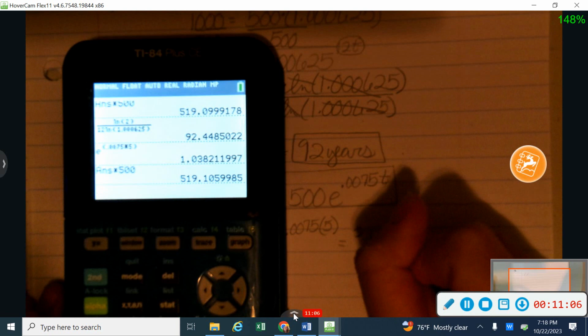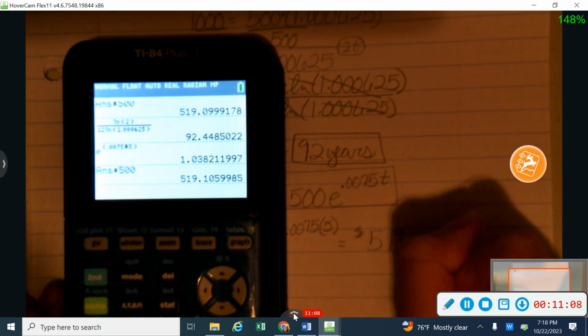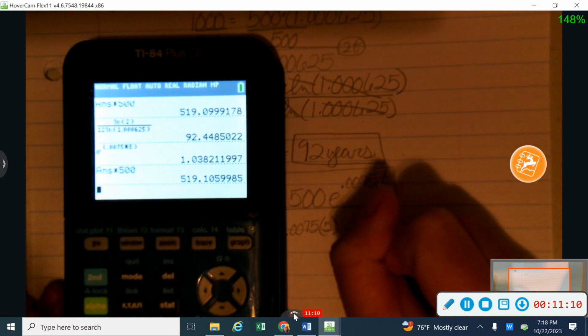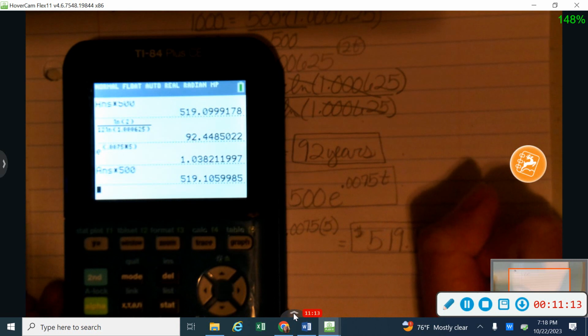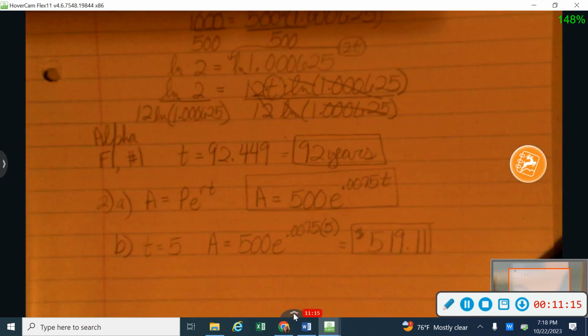So $519, and this time I'm going to have 11 cents. So I actually earned more, a little bit more, when it was compounding continuously.